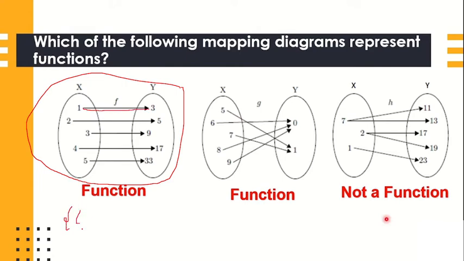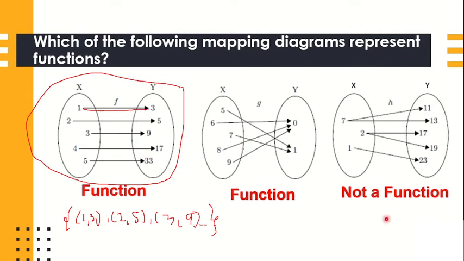If we write it into ordered pairs: 1 and 3, 2 and 5, 3 and 9, 4 and 17, 5 and 33. It means it is a function, because none of our x values repeat. Okay, basta 1-to-1.